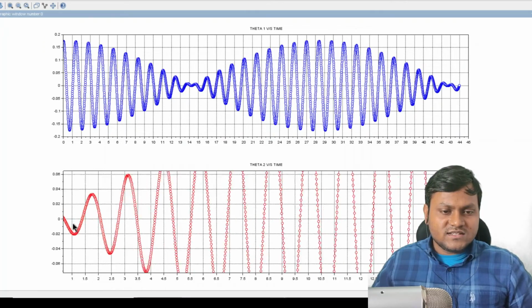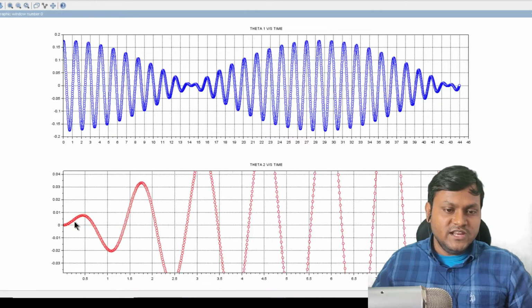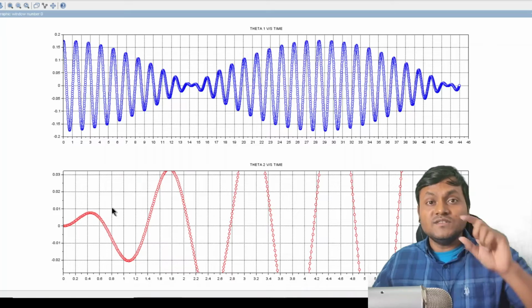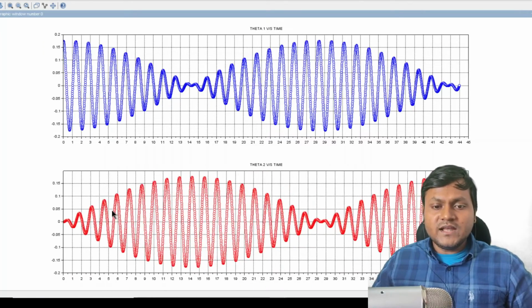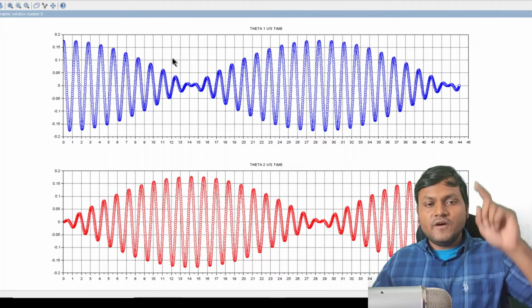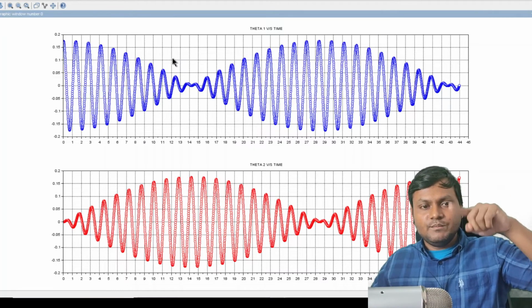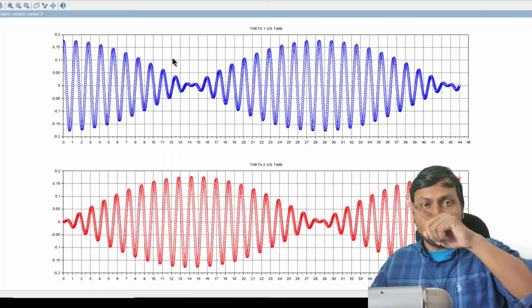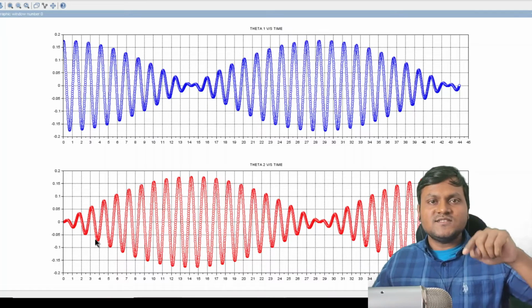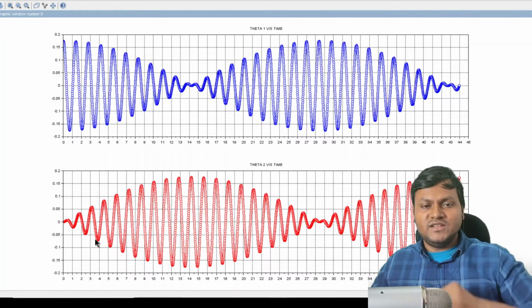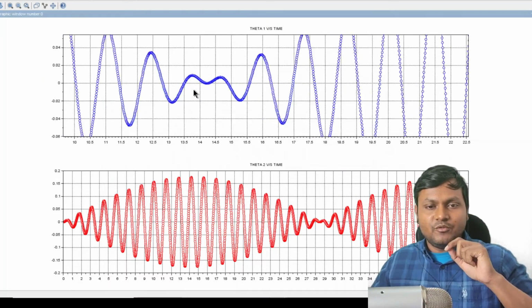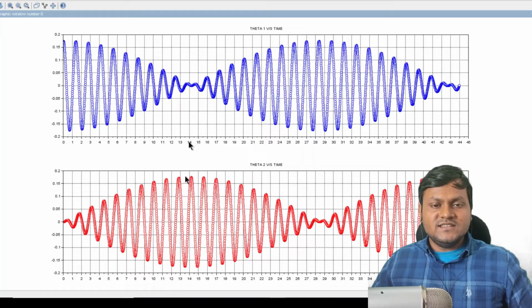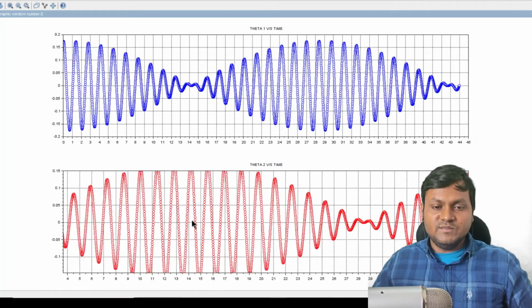But for the second mass, the initial displacement is 0 degrees. Initially, it was not displaced at all, but because it is connected to the first mass, it starts oscillating. The first mass oscillates, but its amplitude keeps on decreasing. The second mass starts oscillating and its amplitude keeps on increasing. Slowly, the amplitude of the first mass approaches 0 as the amplitude of the second mass increases and becomes maximum.